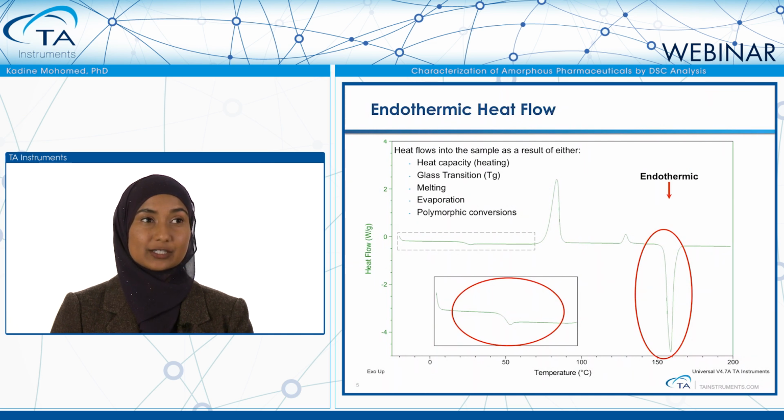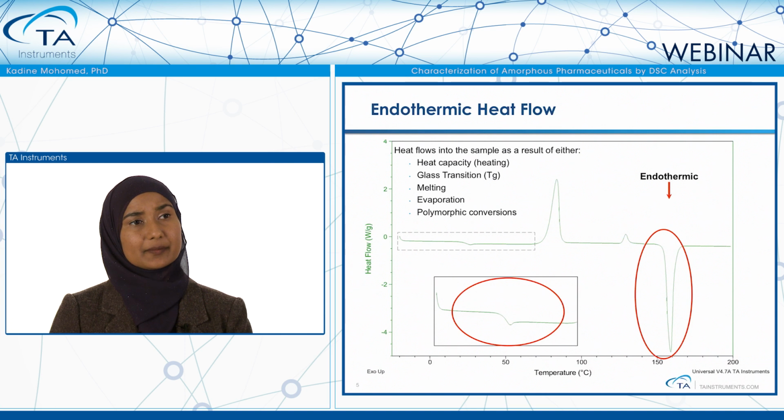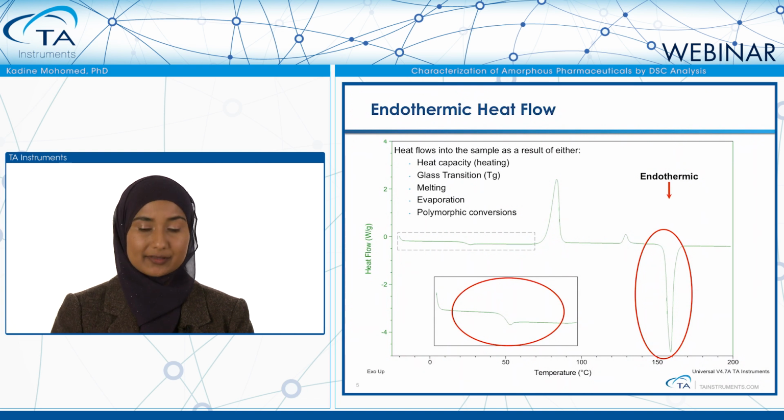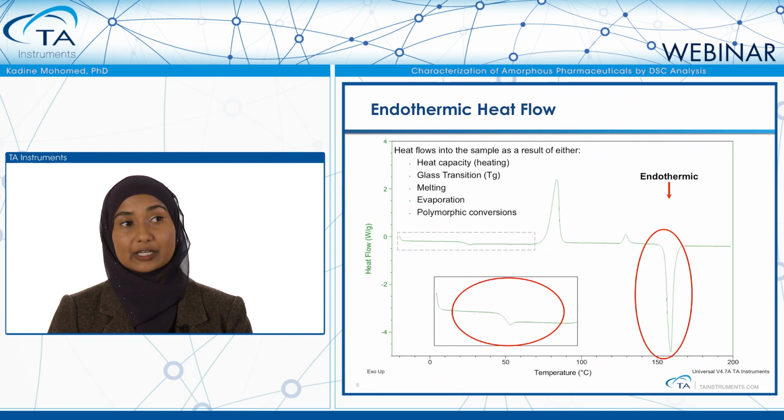Here we have a composite graph, an example of the y-axis being heat flow versus temperature. In this particular case, we're showing that exothermic events are going up, endothermic events will go down. With endothermic events, in order to have that transition occur, heat must flow into the sample. We see an indication here of a glass transition, as well as an endothermic peak.